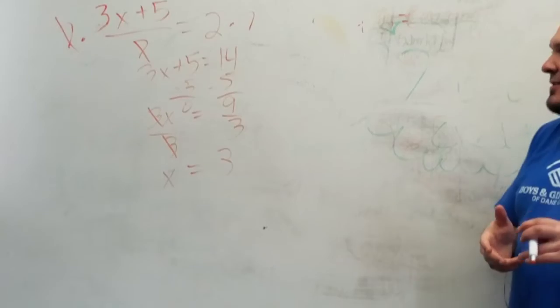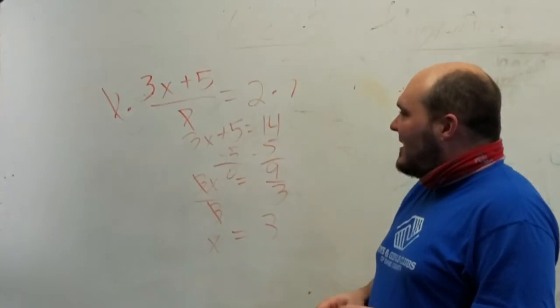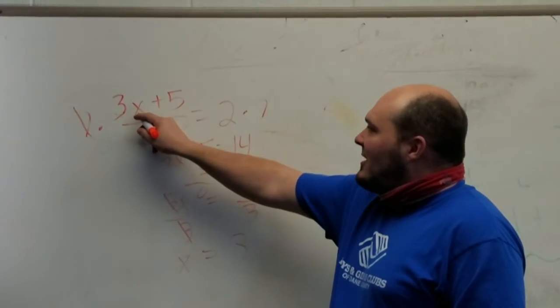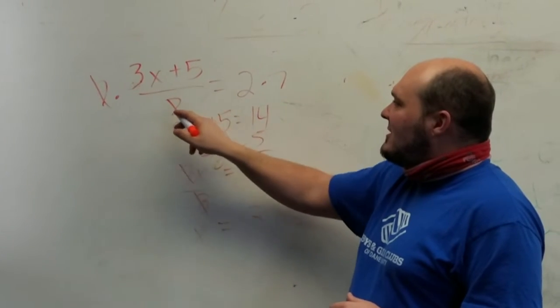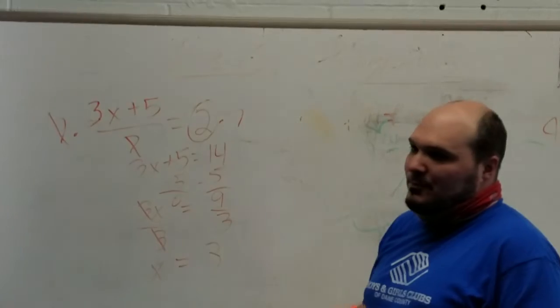You can check your answer by plugging that right back in up the top. So the 3x plus 5 divided by 7 equals 2. If we have it, instead of x, we have 3. 3 times 3 is 9, plus 5 is 14, divided by 7 does, in fact, equal 2.